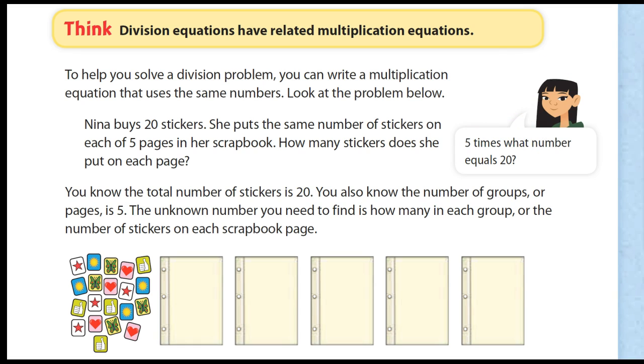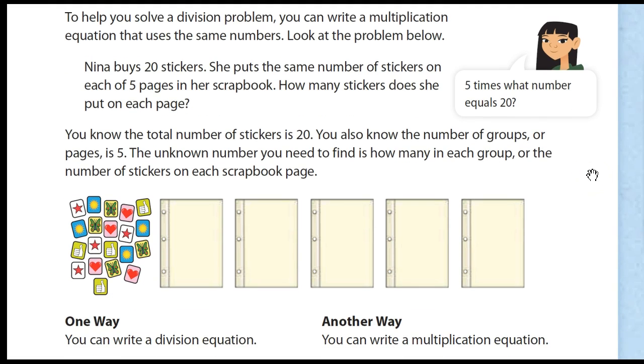It says to help you solve a division problem, you can write a multiplication equation using the same, what again? The same numbers. Look at the problem below. Can you just put a little box around the same numbers? It says Nina buys 20 stickers. She puts the same number of stickers on each of 5 pages in her scrapbook. How many stickers does she have on each page? It says 5 times what equals 20.